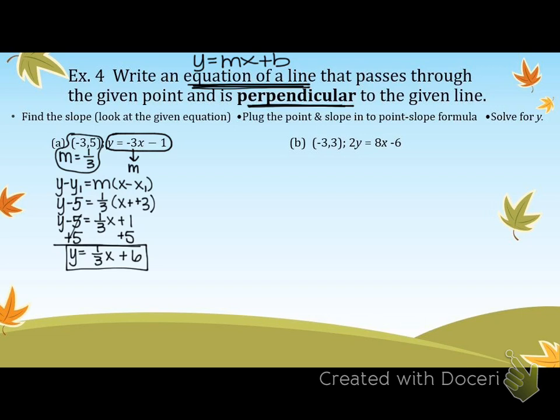All right, now look at letter B. One last problem. Find and circle the given equation. Is it in the correct form for us to be able to pull out the slope? No. So what do we have to do? Okay, it's so close to being in the right form that all we have to do is divide every single term by 2. So y equals 4x minus 3. So what is the slope of their line? 4, which means the slope of our line, again, they want our line to be perpendicular to theirs.